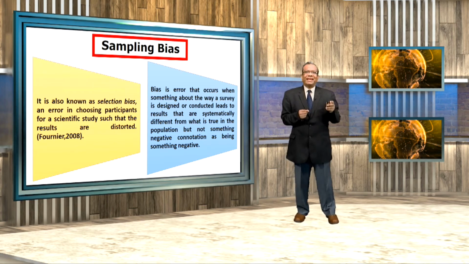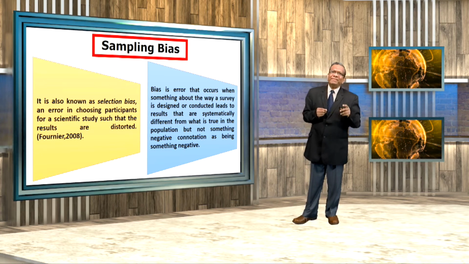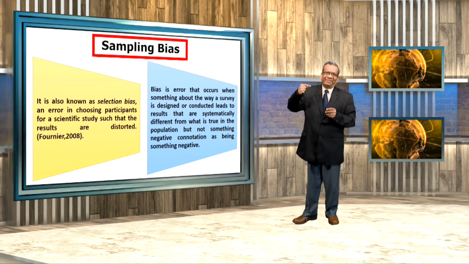Now, the next and most important thing is sampling bias. It is also known as selection bias. An error in choosing participants for a scientific study such that results are distorted. This is a very important definition. Therefore, there is an error in choosing the participants.